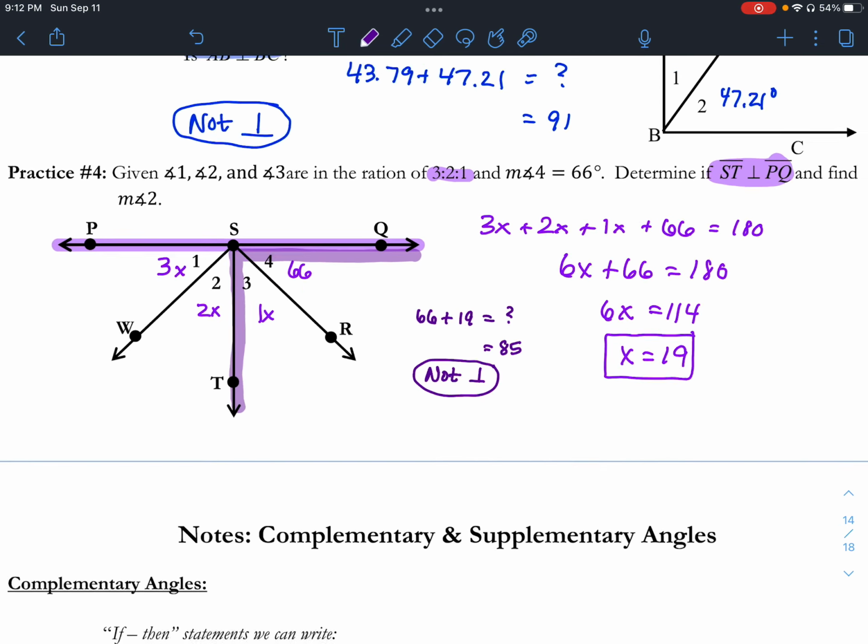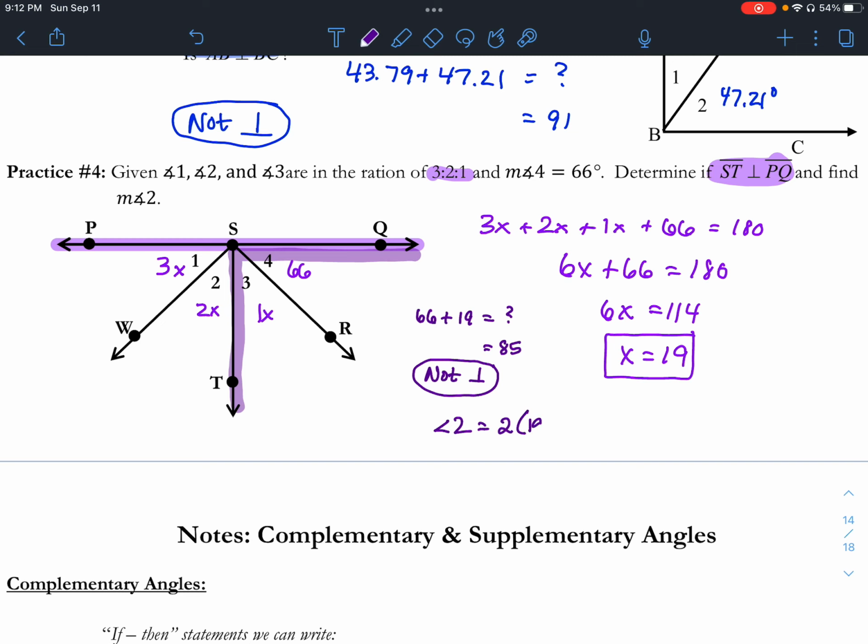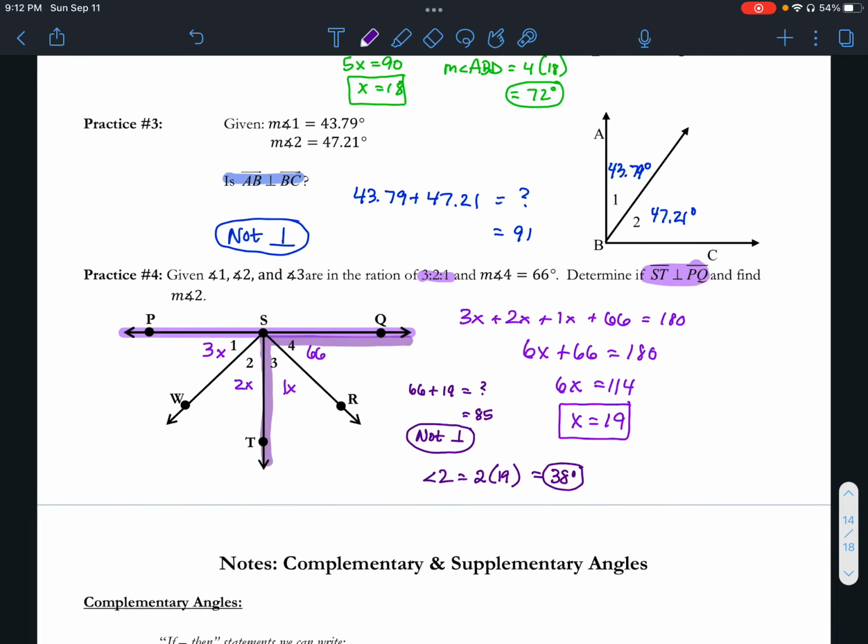They also did want me, though, to figure out what angle number 2 was. I'm going to have to plug this into the 2x value that we have here. And again, you can do something like angle number 2 is actually just going to be 2 times my x value, which we have as 19, which I believe is a grand total of 38 degrees for you guys.